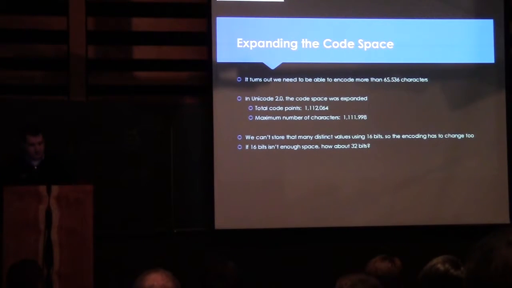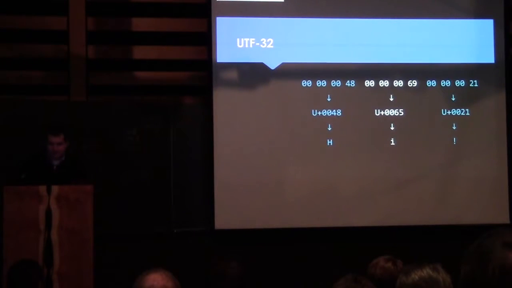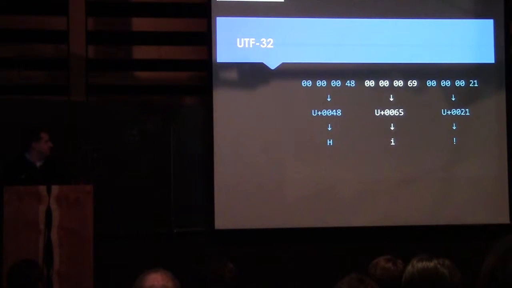But since 16 bits is not enough to represent a full code unit, how about the next logical number, 32 bits? So UTF-32 works just like UTF-16 did, except that we now have 32 bits per code unit to represent each of the characters. I've had to shorten my string from hello to hi because otherwise I'd run out of memory on the slide. And so obviously, this encoding also has the same problem as before, that you need a byte order mark.